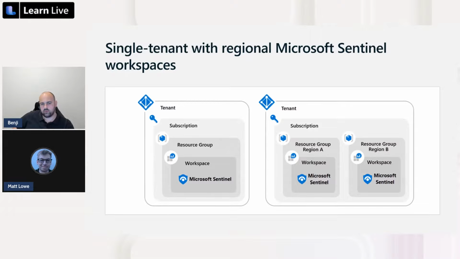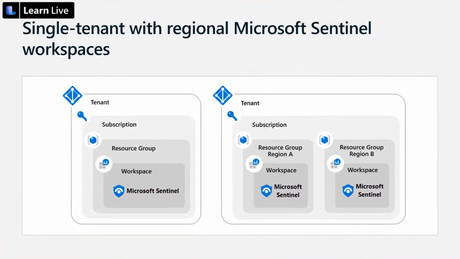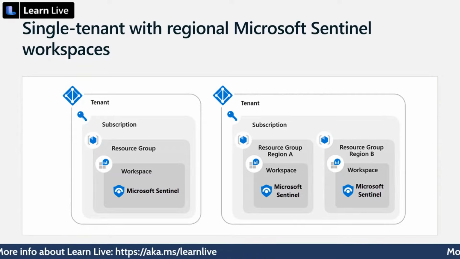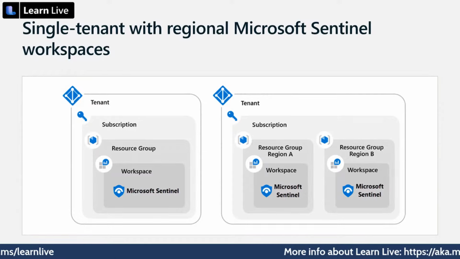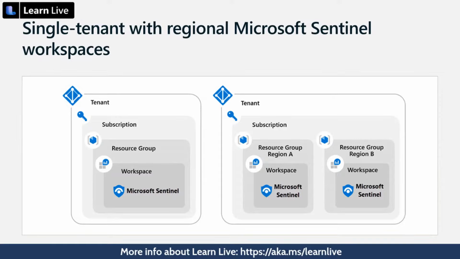So what that looks like here is on the left side, we have the single tenant, single workspace option. But if I want to compare that to the single tenant, single subscription, multiple region option, you can see that there on the right. So we can see that we have split up our data into two workspaces, two resource groups with two different Microsoft Sentinel instances.